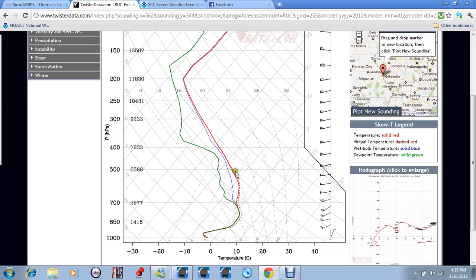This red line here is the temperature line. This green line here is the dew point line. And you put this all together, and you get an atmospheric sounding. Now, why is this sounding showing freezing rain to me, the trained eye?